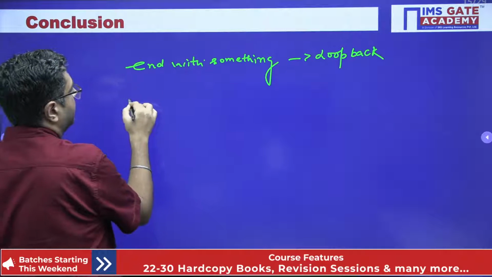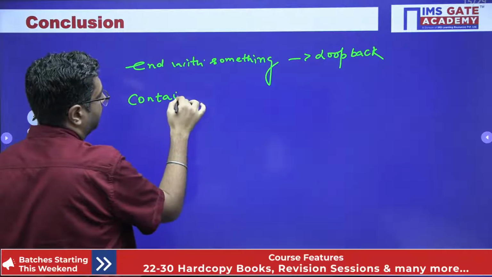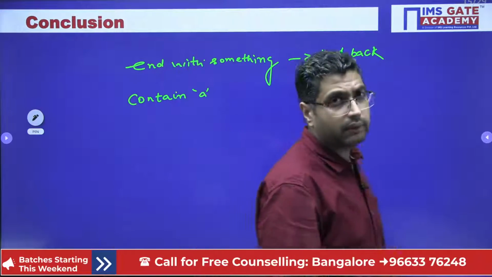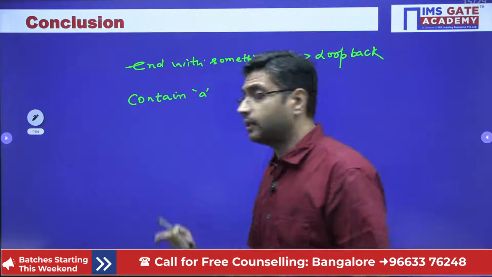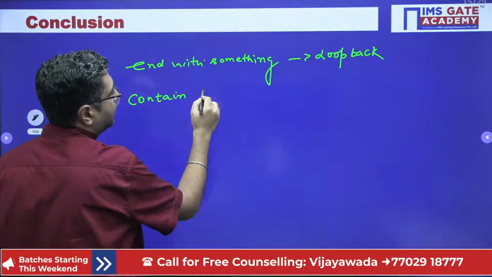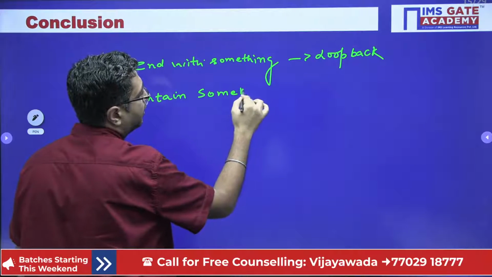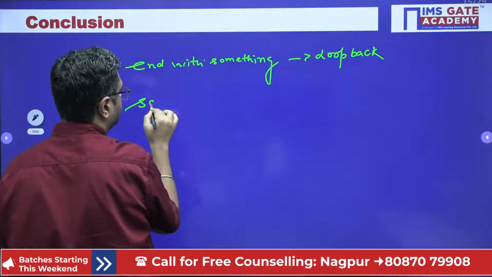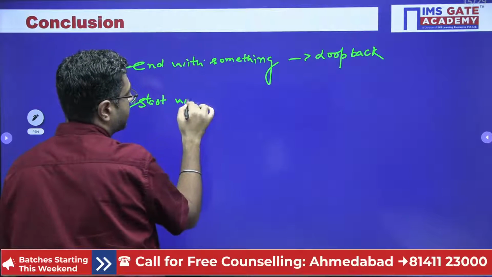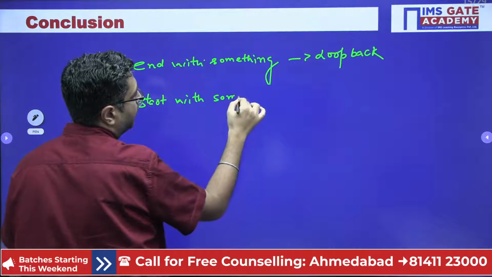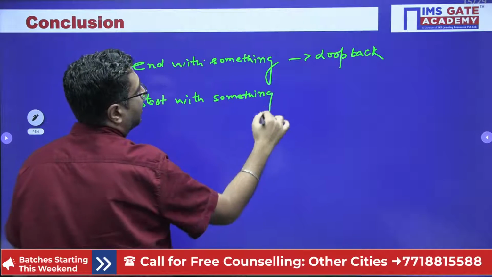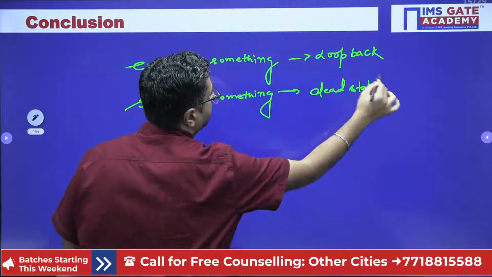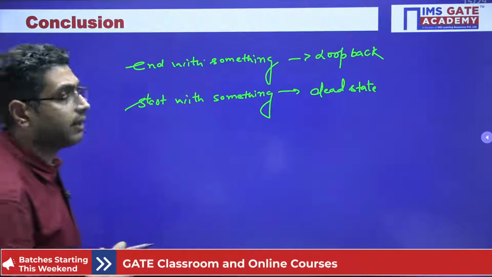Now when I say contain a, okay? So ending with something we have discussed. When we say contain something, in that case you will have neither a loop back nor a dead state. Let us discuss starting with something first. Starting with something, here you will not have a loop back, but you will have a dead state.